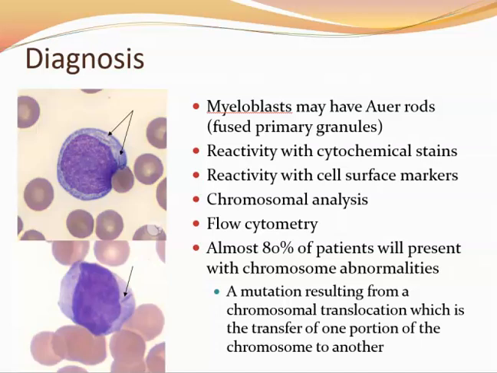And if you'll look on the left-hand side of this slide, you'll see some examples of the Auer rods. The arrows are pointing to the Auer rods, the inclusion that is in the cytoplasm that you can see in your myeloblasts in patients with acute leukemia. And they usually are just a thin little stick-shaped inclusion that usually stains purple. Again, those are made up of fused primary granules.